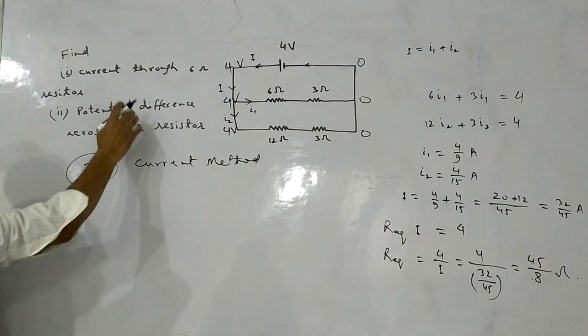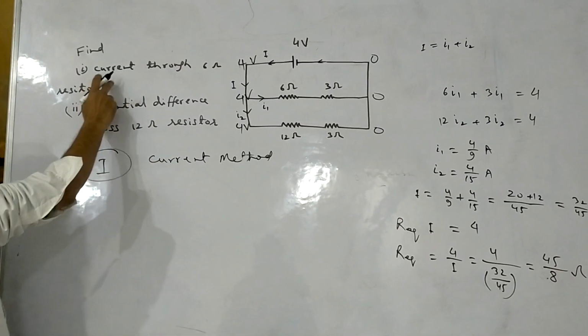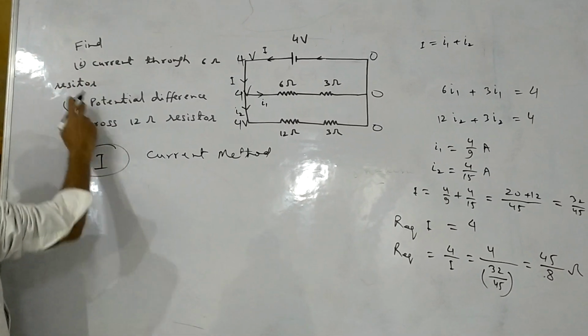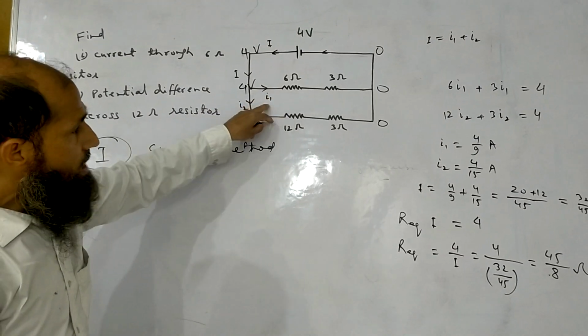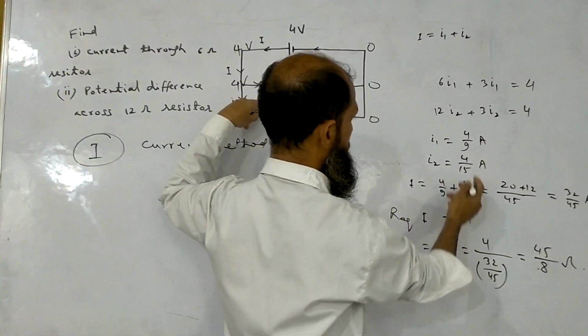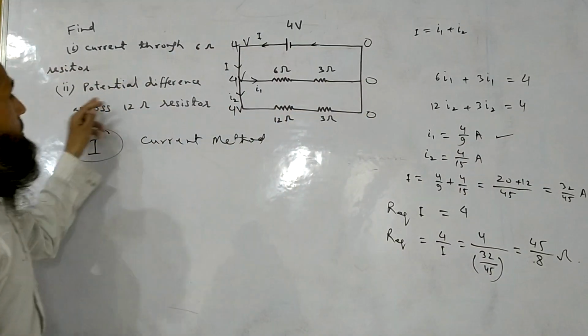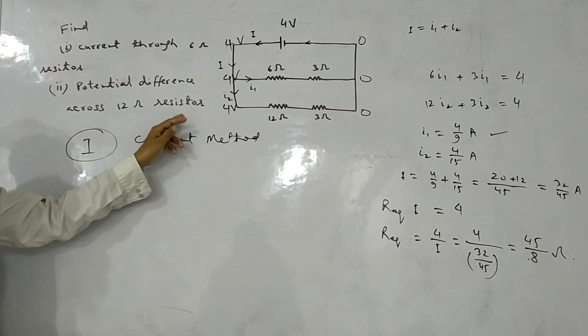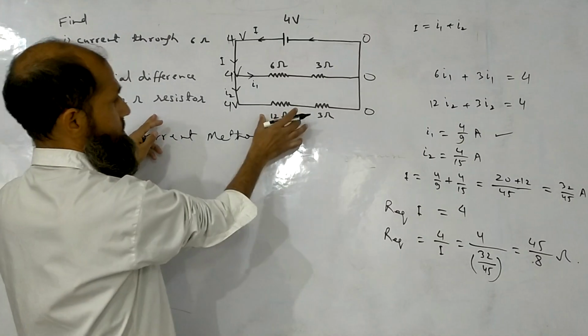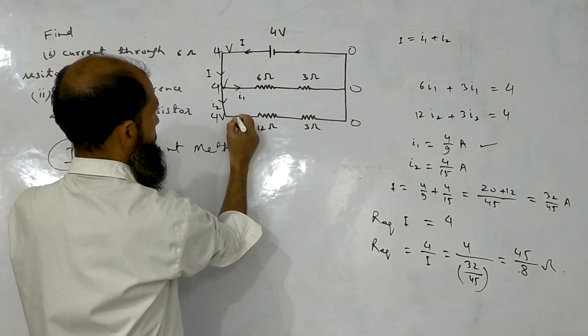Now come to the questions that are asked in this problem. Current through 6 ohm resistor, that is I1, which is equal to, we have already found out, 4 by 9 ampere. And the second question is potential difference across 12 ohm resistor, this one. So what is the potential drop across this?